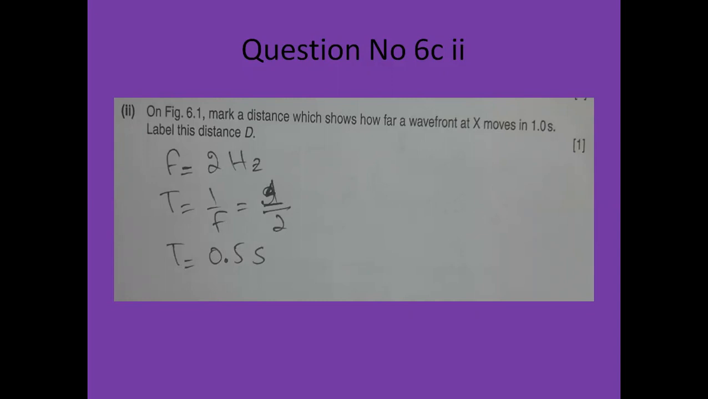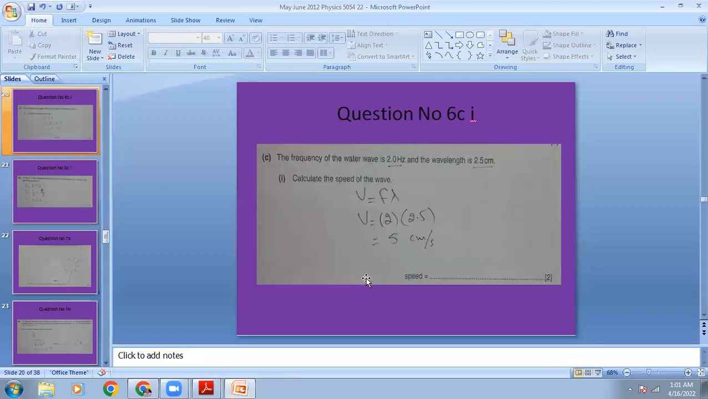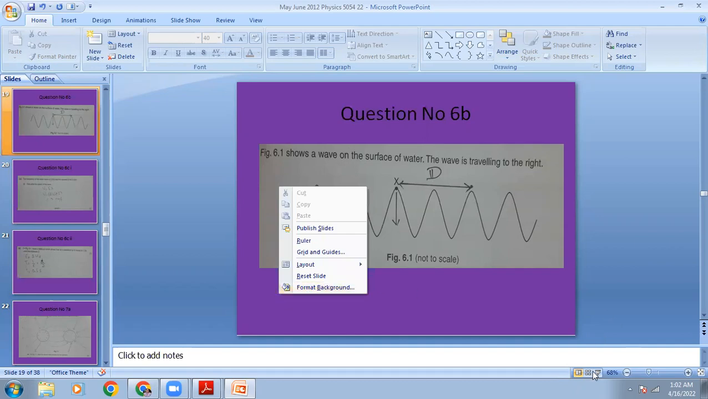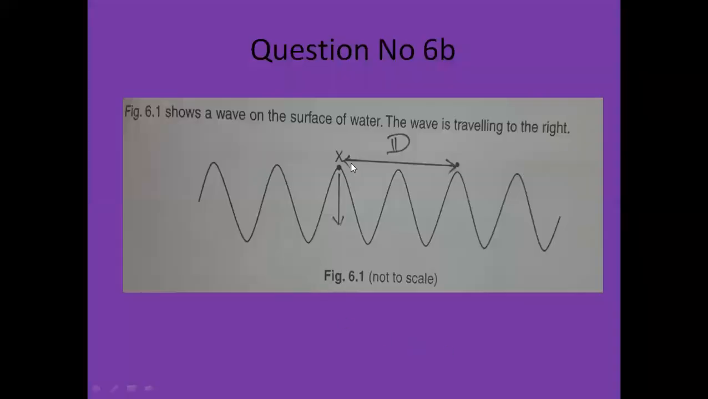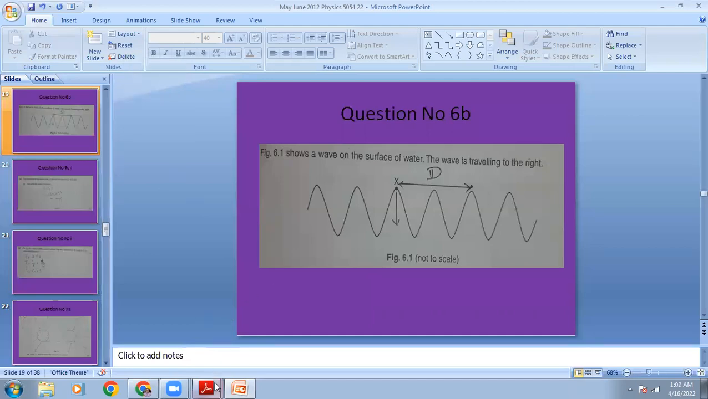So after 1 second, 2 waves will have passed from that point. So this point will move 2 waves here. So this is D, 2 waves. One wave, 2 waves. The time period is 0.5 second, so in 1 second, 2 waves will be completed.